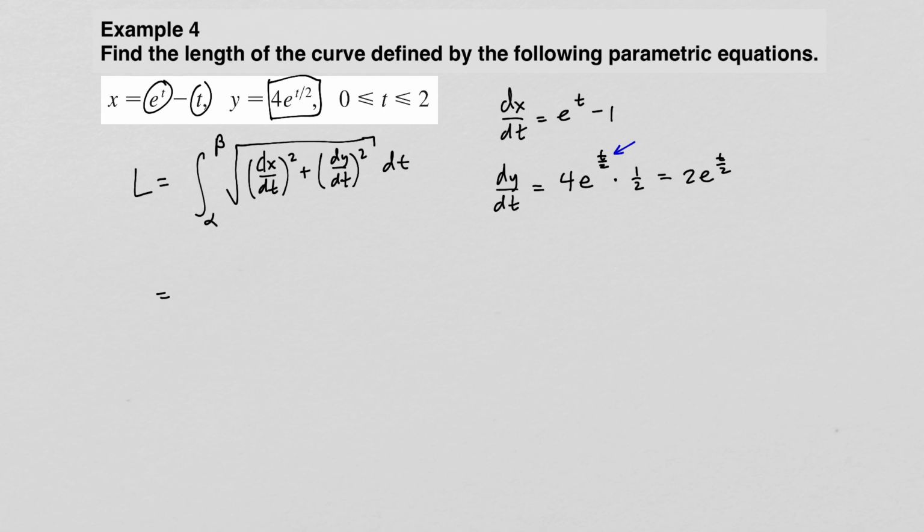So now the arc length is going to be the integral from t equals 0 to t equals 2 of the square root of dx/dt, which is e to the t minus 1, quantity squared, plus dy/dt, which is 2e to the t divided by 2, quantity squared, dt.